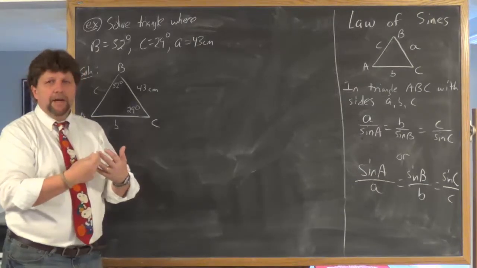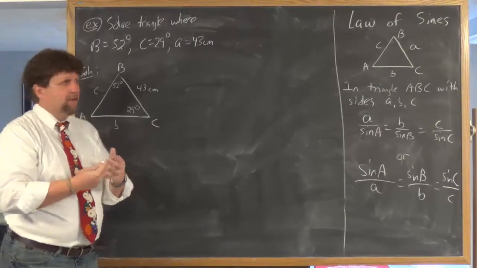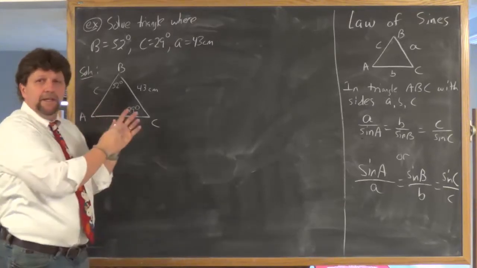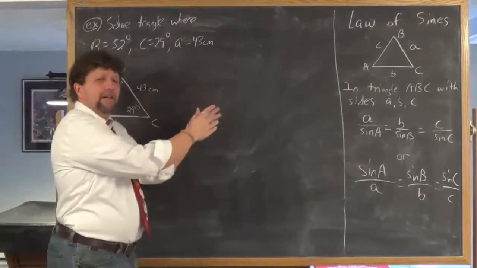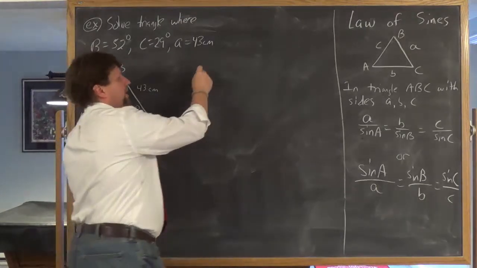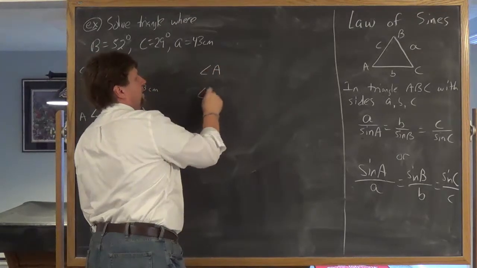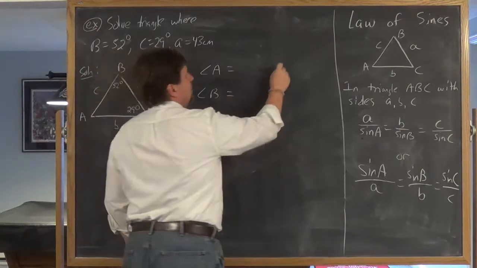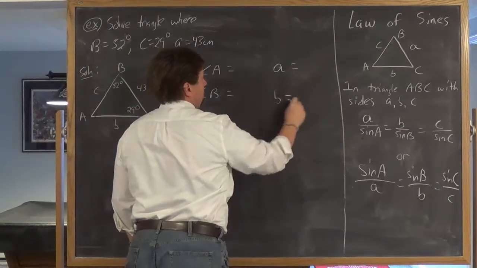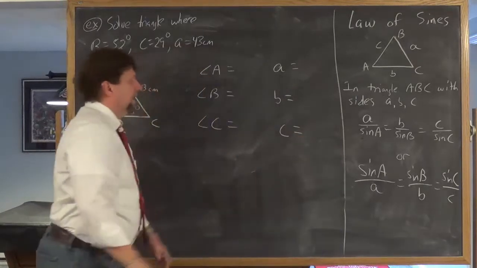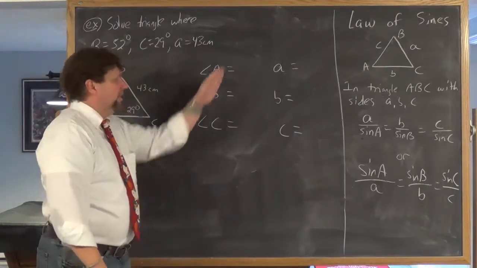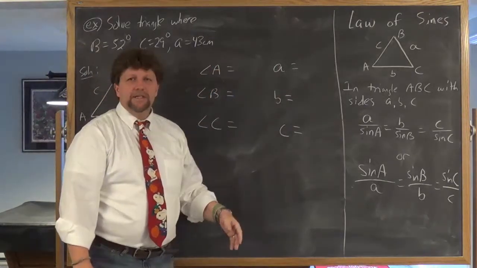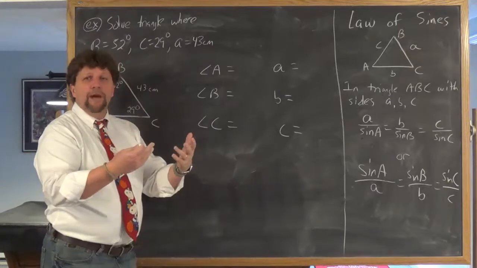I like to organize my information. So usually after I sketch my triangle and put in the given information, I'll come over here to the side and I'll put just angle A, angle B, angle C, side A, side B, and side C. To solve the triangle, I have to know the measurement of all three angles and all three sides. Put in the information that I was given.